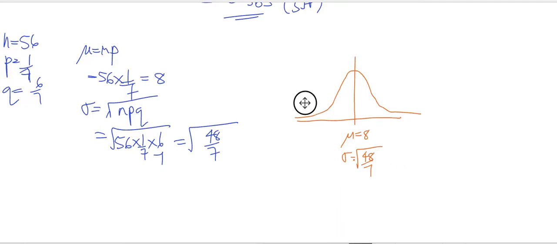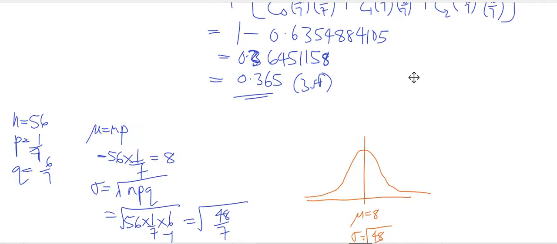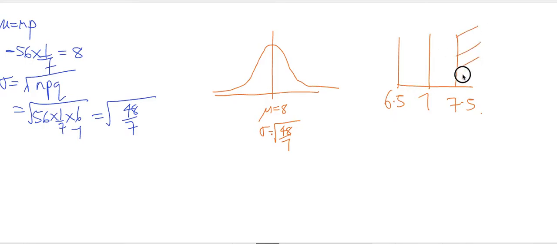The question requires us to find the probability that x is more than 7. In this case, we have to use the continuity correction. Since 7 is the value, the boundaries are 6.5 and 7.5. If it's more than 7, I can't take 7. It has to be anything beyond 7.5.